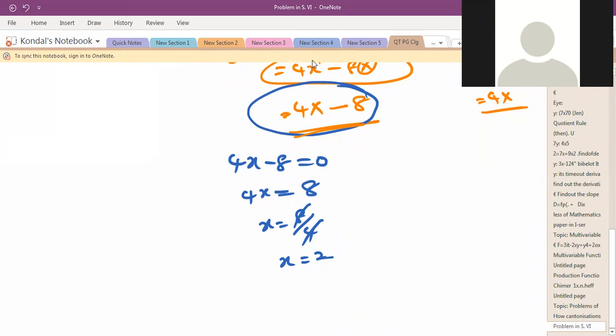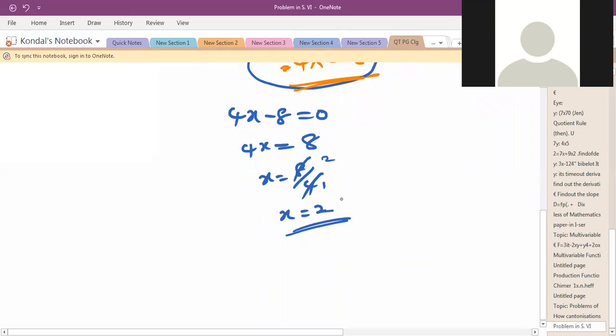Sir, have you understood the first point? Yes. First we find the partial derivative, then we make it equal to 0, and we get the critical value. Here 4x minus 8 is equal to 0. If you take the minus 8 to the right side, it becomes plus 8. Then x is equal to 8 by 4. 4 ones are 4, 4 twos are 8, right? Then x is equal to 2.